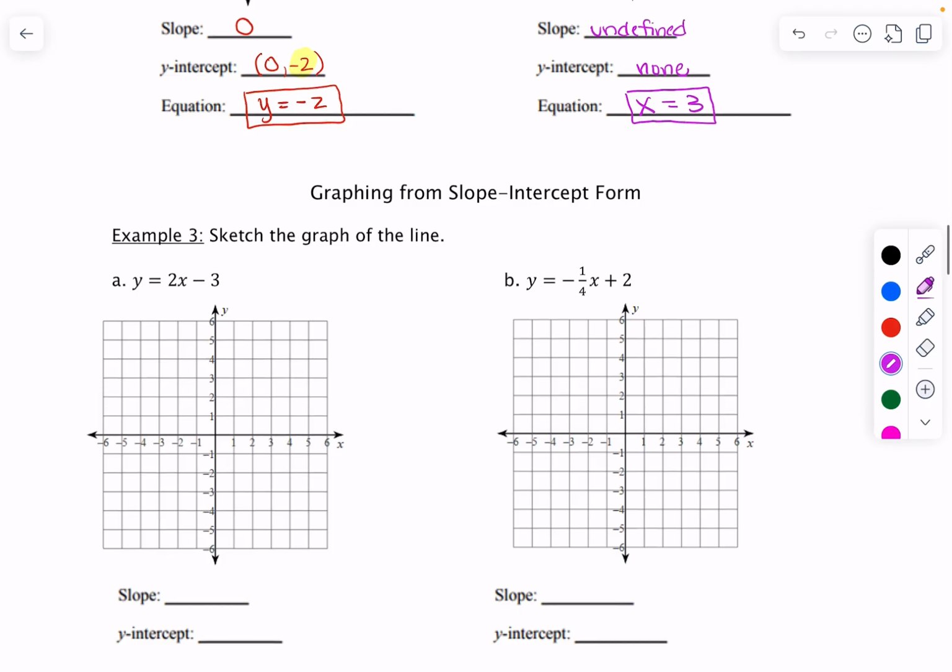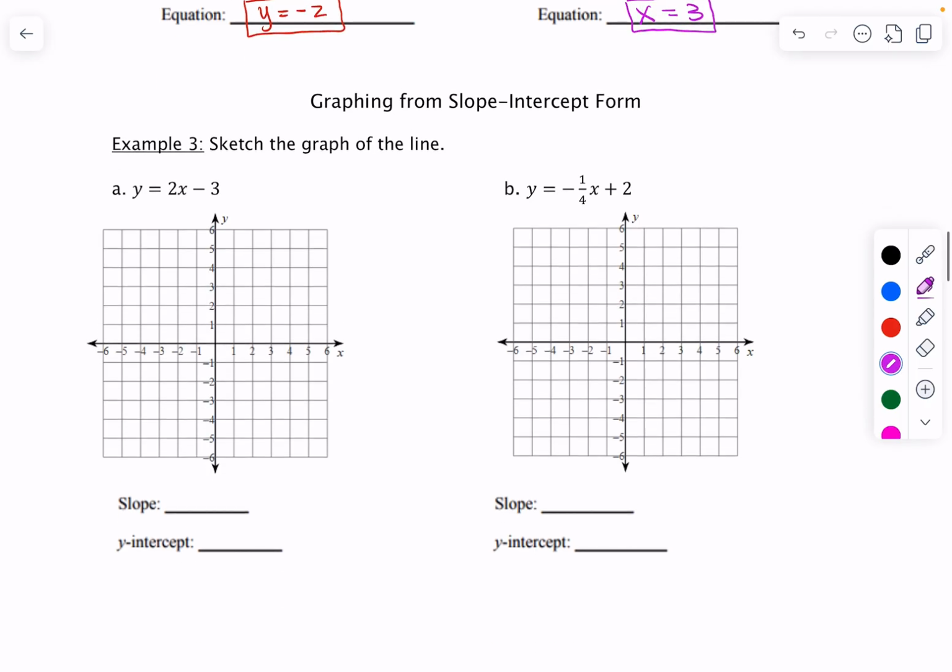Okay. And lastly, but not leastly, how do we graph a line given y equals mx plus b form? This is probably one of the most important things we're going to do, and that has to do with being able to plot points and make lines on graphs.